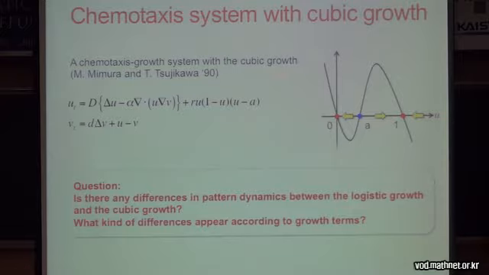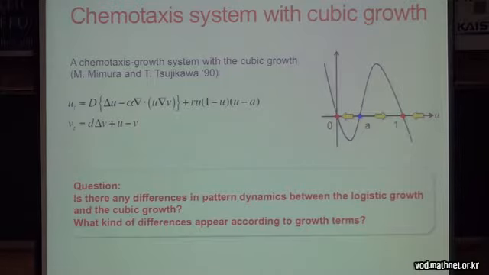Today, the main questions are the following. Is there any difference in pattern dynamics between the logistic growth and the cubic growth? If so, what kind of differences appear according to growth terms? This is the main question in this talk.